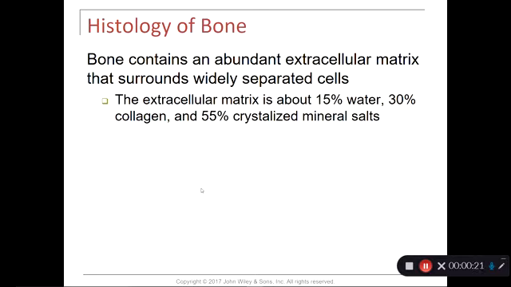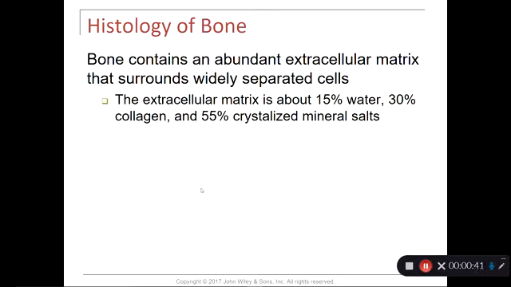Bone contains lots and lots of bony extracellular matrix. Remember that it is a connective tissue. Connective tissues really do have more protein hanging out on the outside interconnecting it, rather than having the cells right by each other so much.